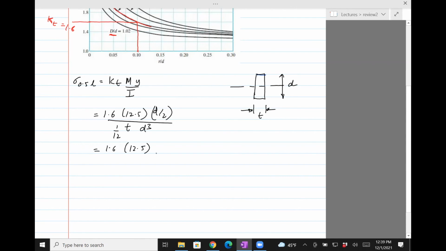12.5. Small d is 1 centimeter. So 1 times 10 raised to negative 2 divided by 2 divided by 1/12. Thickness is 0.1 times 10 raised to negative 2, converted into meters. And then D is 1 times 10 raised to negative 2, cubed. So doing this computation, what I got was 1200 MPa.